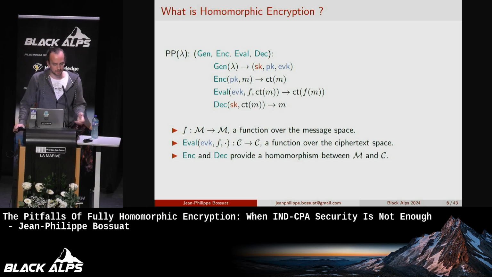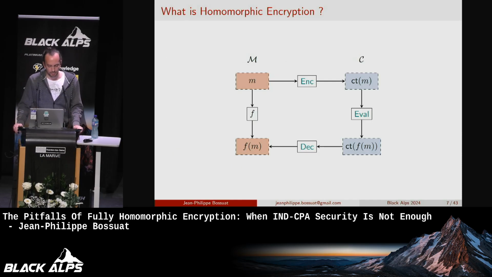So the function is a map from the message space to the message space, and the evaluation provides a map from the ciphertext space to the ciphertext space. And the encryption and decryption algorithms are actually homomorphisms between the message space and the ciphertext space. More concretely, we can have a commutative diagram, where all these algorithms map either from the message space to the ciphertext space or to an encryption of the message or a function of the message.